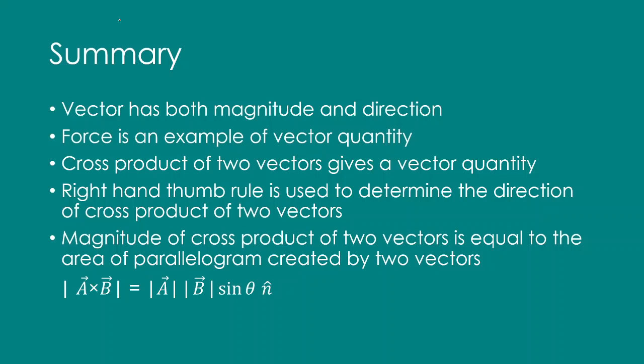The magnitude of the cross product of two vectors is equal to the area of the parallelogram created by the two vectors, and we can also calculate it as the magnitude of the a cross b vector, which is the magnitude of a vector times the magnitude of b vector multiplied by sine theta.